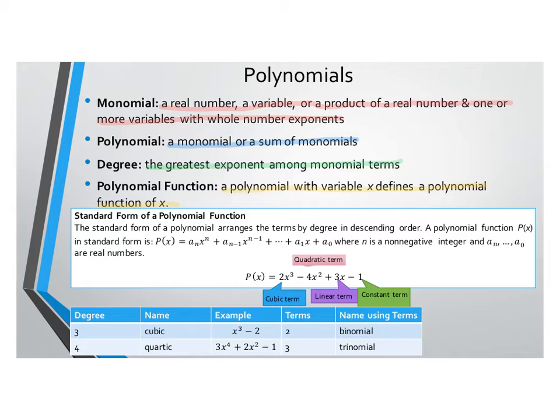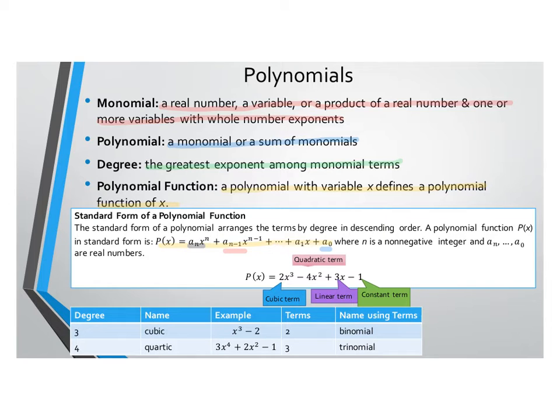So if we look in the box, when we talk about the standard form of a polynomial, it arranges the terms by degree in descending order. A polynomial function p of x in standard form is as follows. Now this form looks really confusing, but all you have to recognize is that this a sub n x to the nth power just means your first term, where a sub n is your leading coefficient and the n is the degree. So that's just the largest exponent. And notice as you move through the polynomial, the degree goes down by 1 until you get to the constant. Okay, so a sub 0 or a naught is the constant, or a number without the variable.